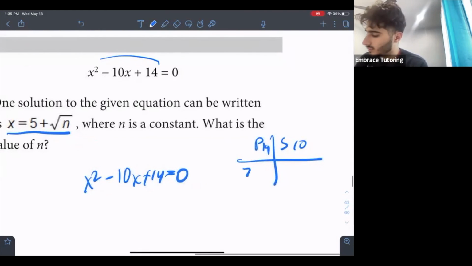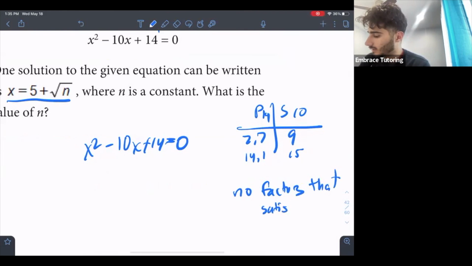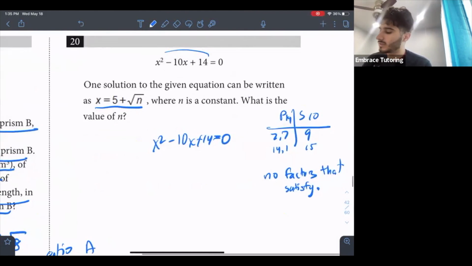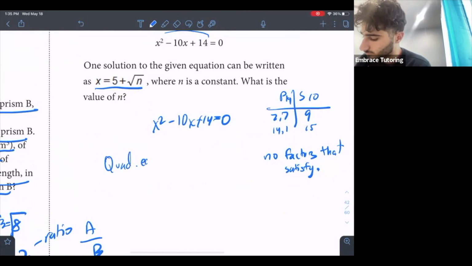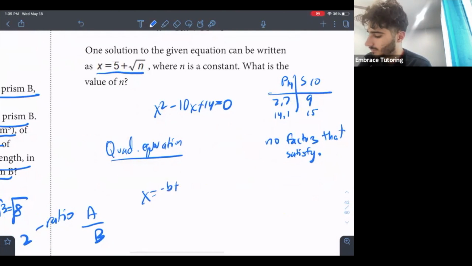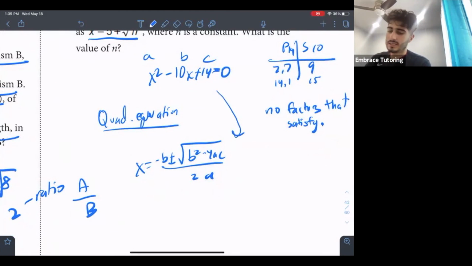So you have two numbers, 2 and 7, that give you 9. 14 and 1, that give you 15. So there are no factors that satisfy. So the way to solve this equation, you would have to use the quadratic formula. You would have to do x is equal to negative b plus or minus the square root of b squared minus 4ac, over 2a. You can label this as a, b, and c. So you just plug all these values in and then simplify.